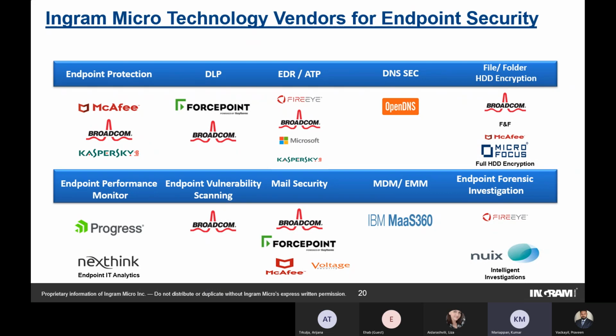EDR and ATP, FireEye. When it comes to FireEye, it's very good. EDR capabilities are clubbed into Kaspersky these days. Microsoft ATP also comes with an EDR, Broadcom as such. And when it comes to DNSSEC, you can work with OpenDNS or any such vendor who is available.